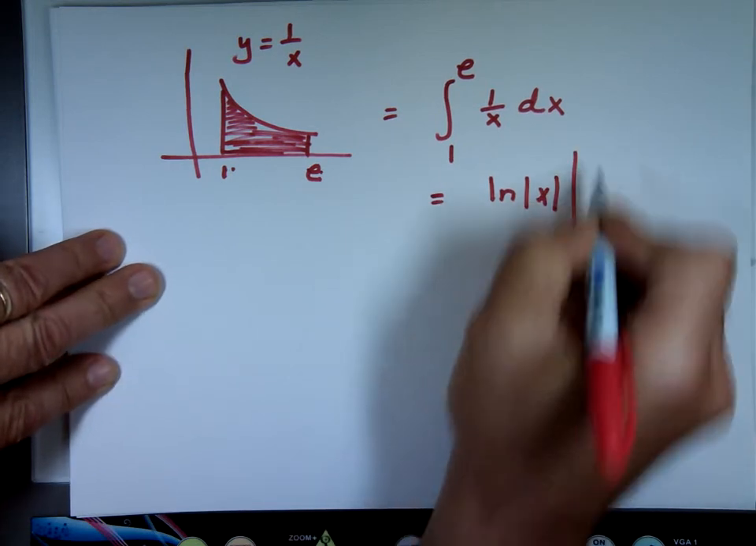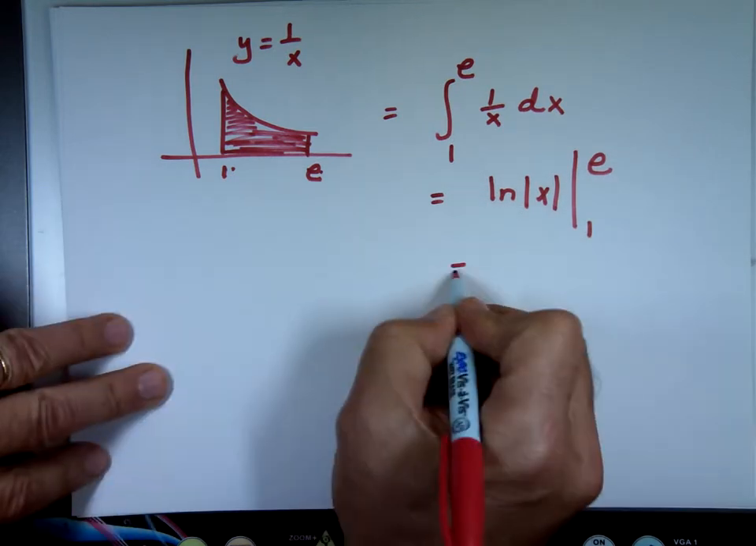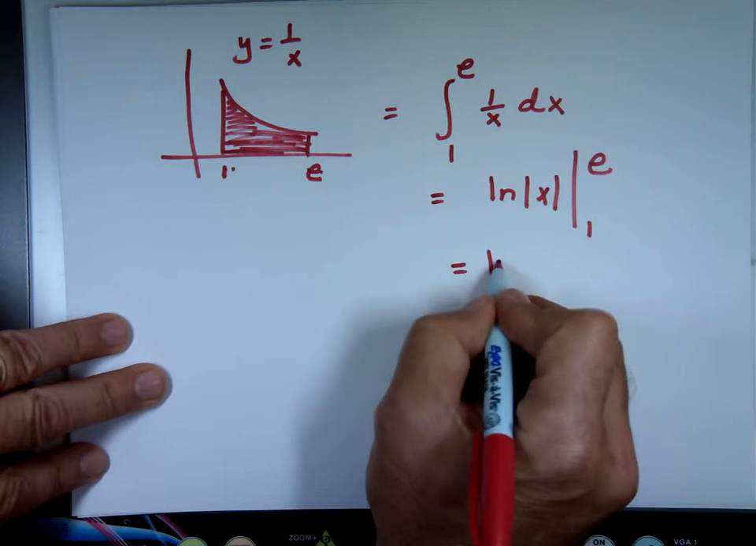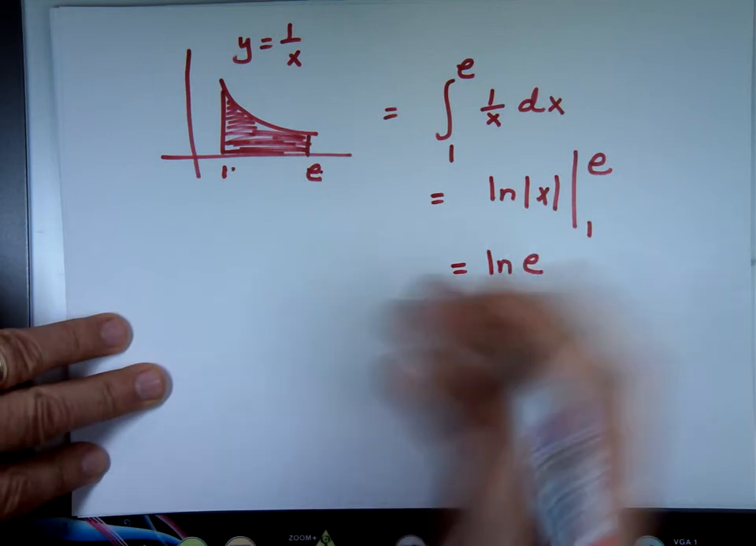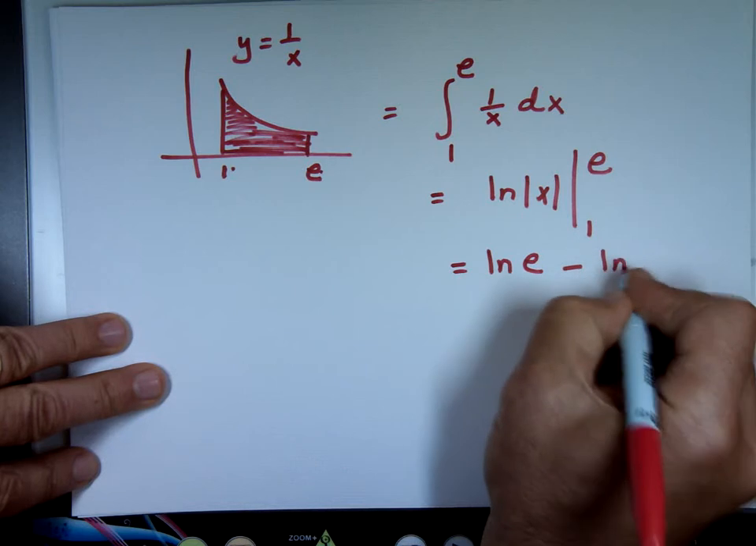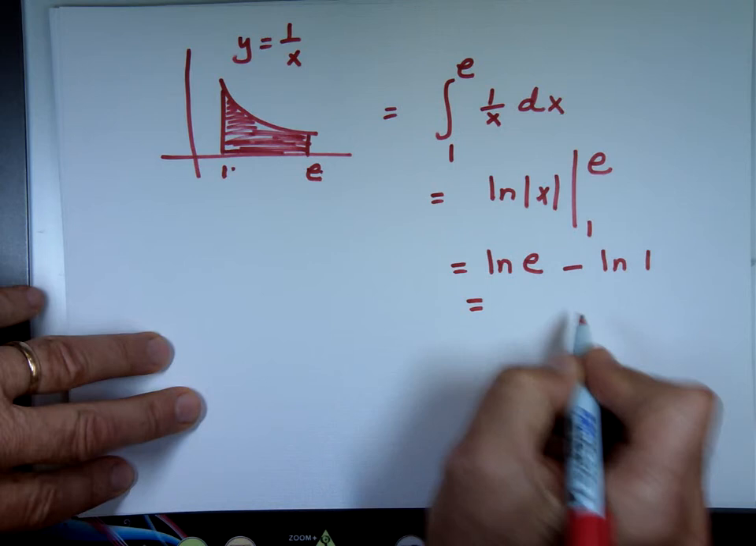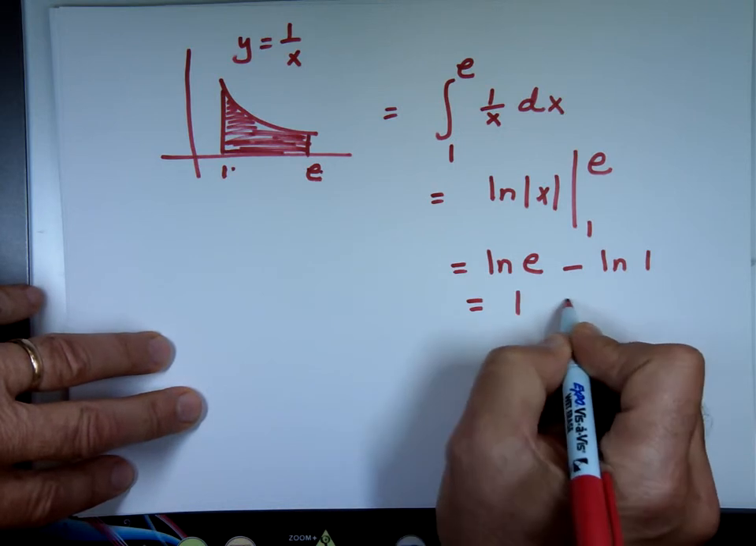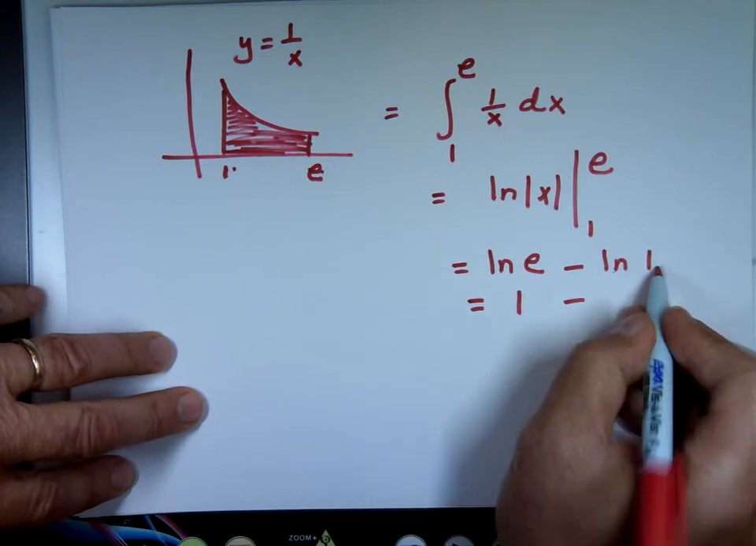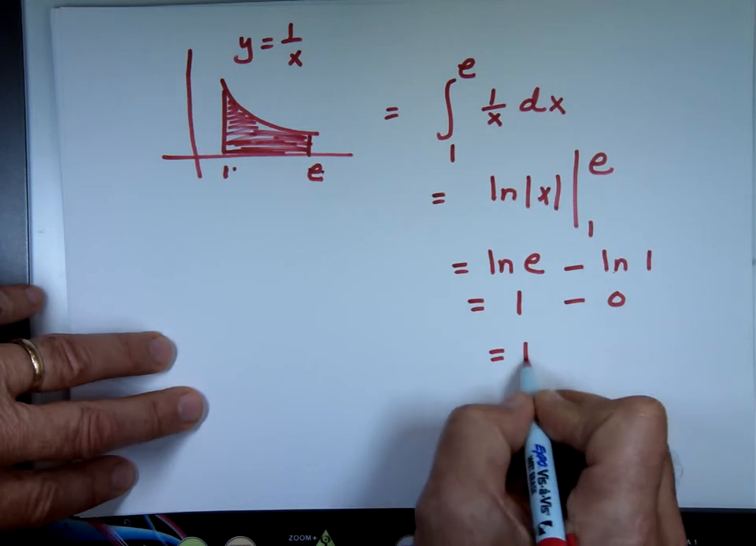from 1 to e. Always plug in the upper value first, the natural log of e, I don't need the absolute value because e is a positive number, minus the natural log of 1. What's the natural log of e? 1. What's the natural log of 1? 0. 1 minus 0? 1.